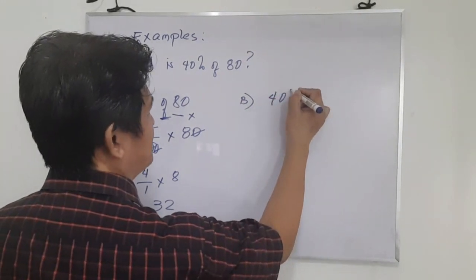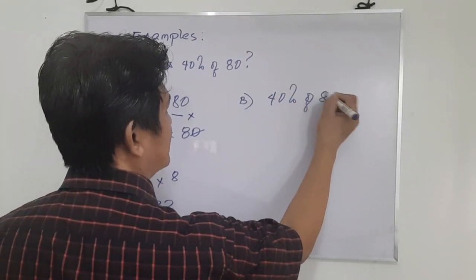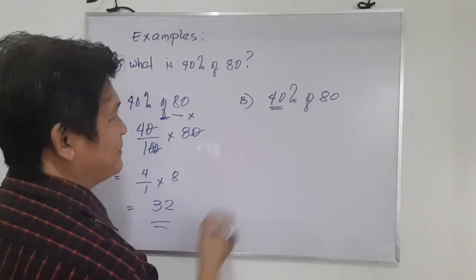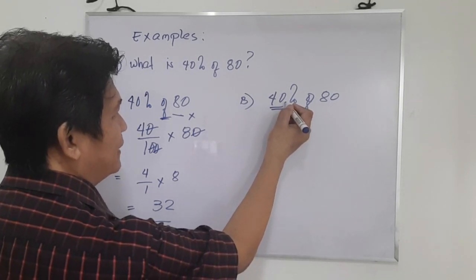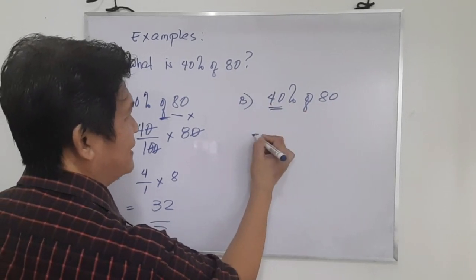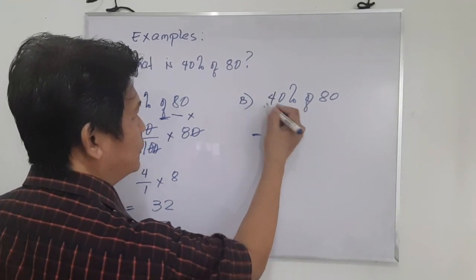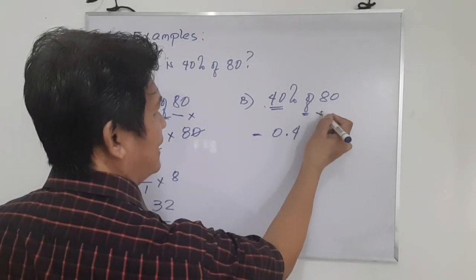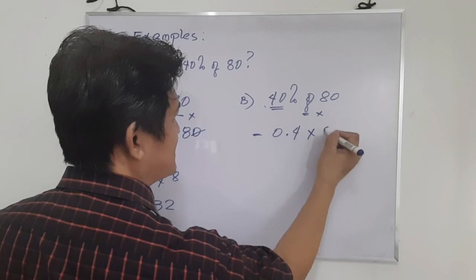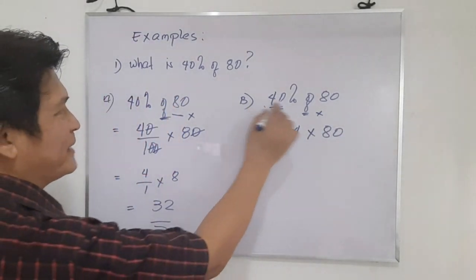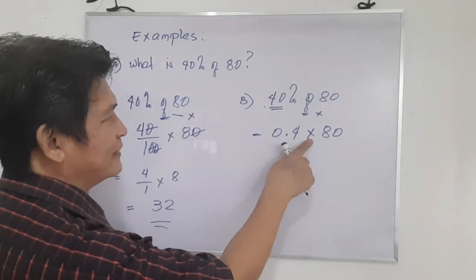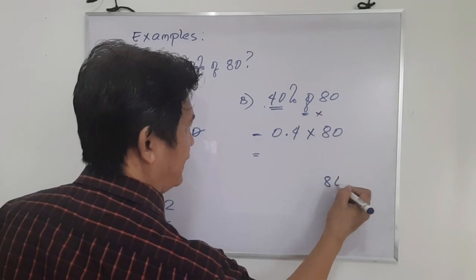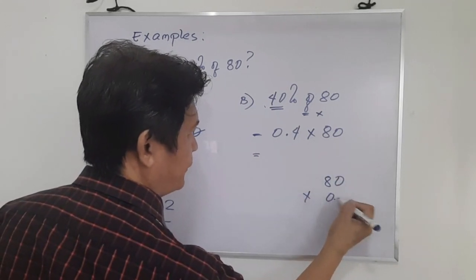Okay, 40% of 80. And we convert this into a decimal by moving your decimal 2 places to the left. So that will be 1, 2. So that we have 0.4, and then change your "of" into a multiplication sign times 80. So 40% of 80 is equal to 0.4 times 80. So we multiply 0.4 times 80.